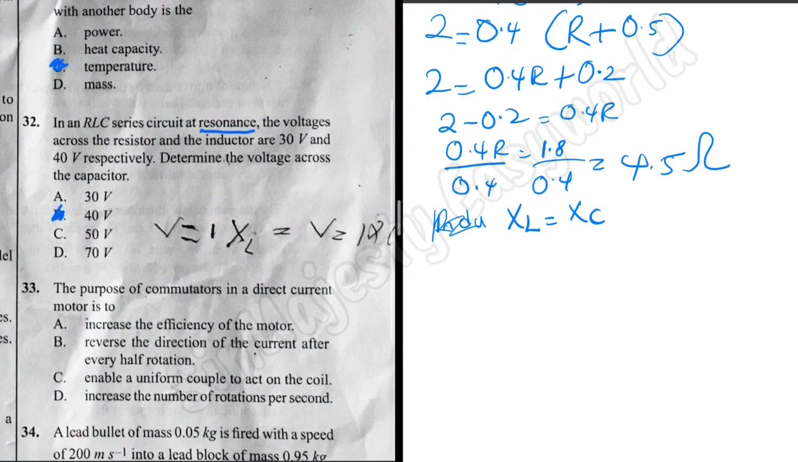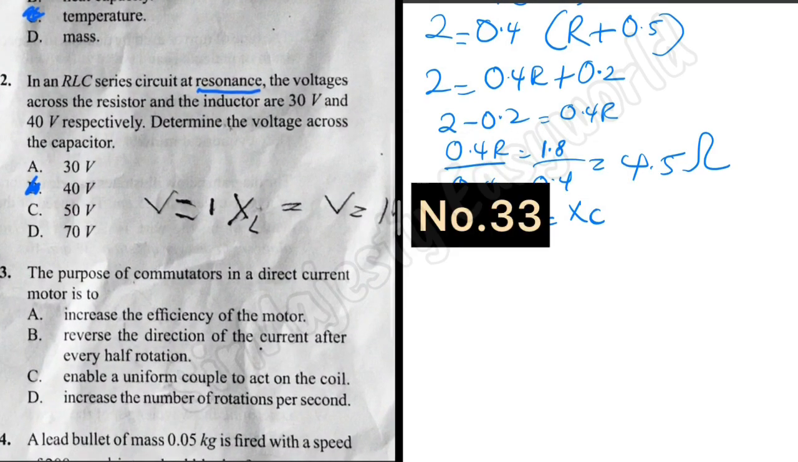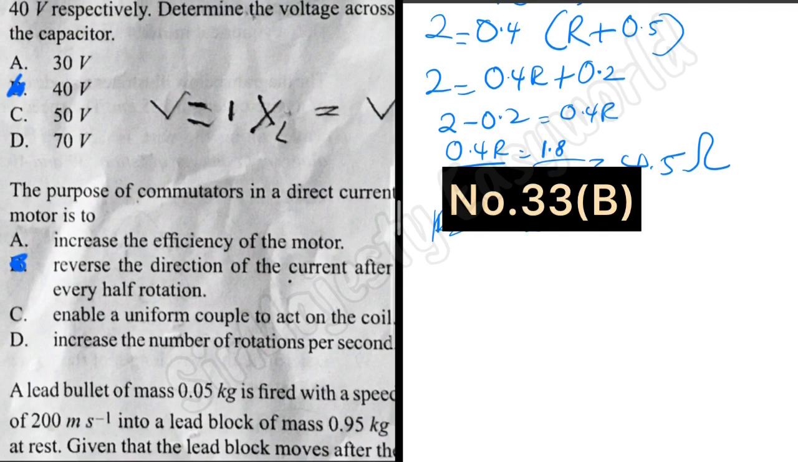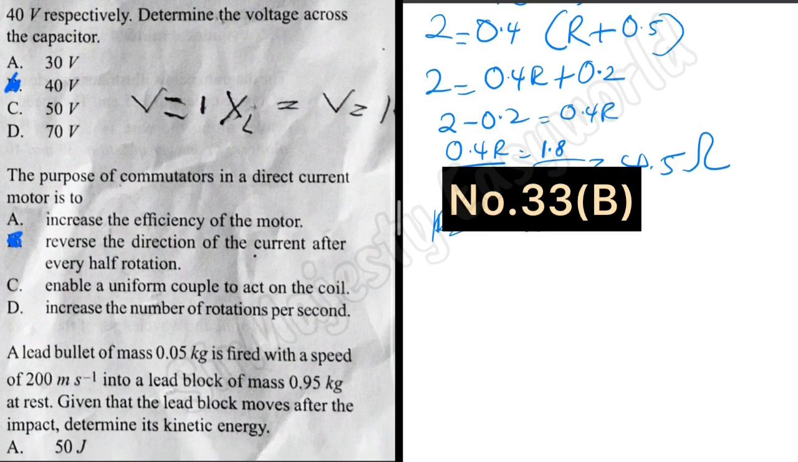So the next question here is, the purpose of commutators in a direct current motor is to reverse the direction of the current after every half rotation, because the commutators regularly switch brushes whenever they complete each half rotation. So that's the main use of the commutators in an electric motor.